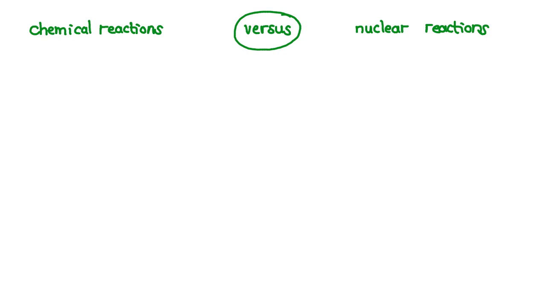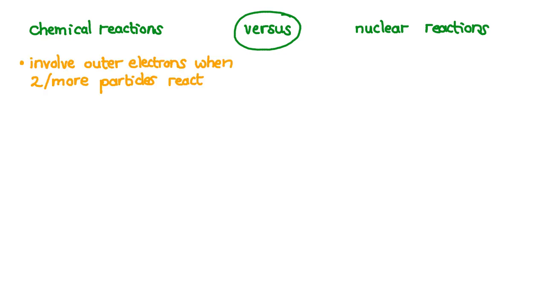We've seen some equations of nuclear reactions a few moments ago. Let's now compare the two. Chemical reactions involve the outer electrons when two or more particles, such as atoms or ions, react. Whereas in a nuclear reaction, the nucleus of a particle is involved.